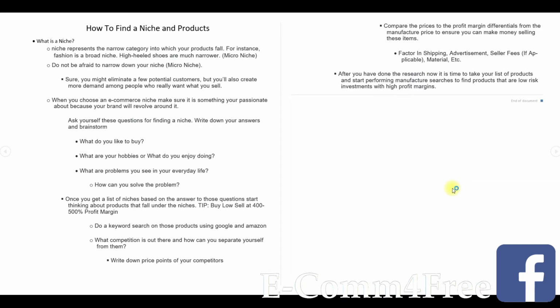Okay, so once you find a product or products under the niches that you've generated based on the questions you answered above, use Google and Amazon. That is a very powerful tool. Do keyword searches. When I first started selling headphones, I went to Amazon, typed in headphones and earphones and earbuds, and started looking at the products. I found 20 products that I liked.